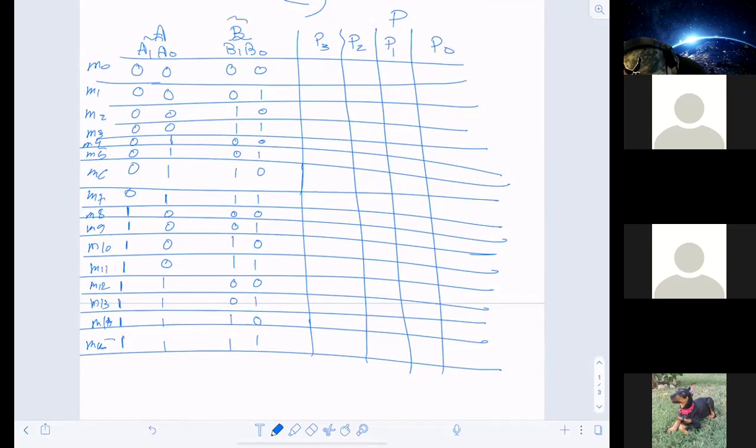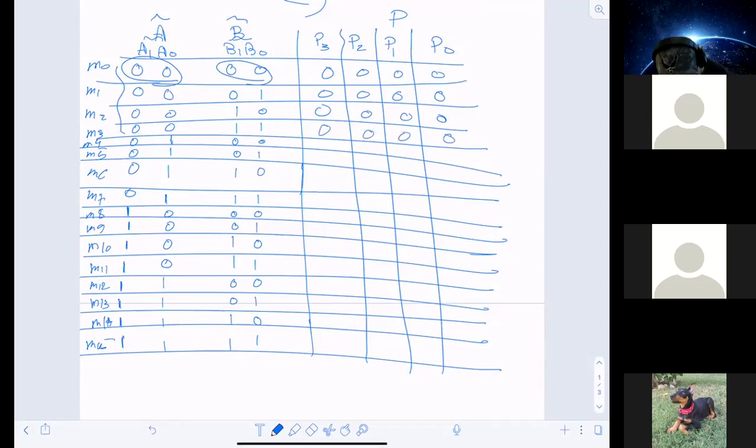So B times A, 0 times 0, output is 0. Till here it's going to be 0, since 0 times something is 0. The second block will be 1 times something, so 0, 1, 2, 3. The third will be 2 times something.